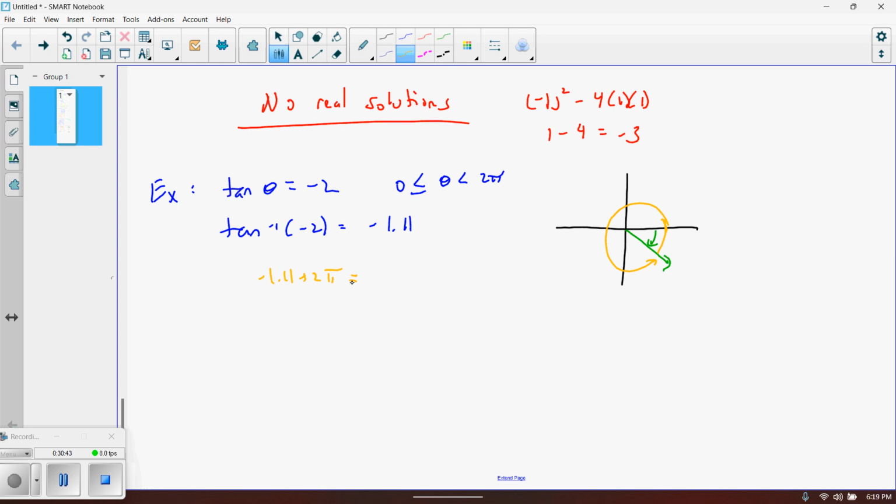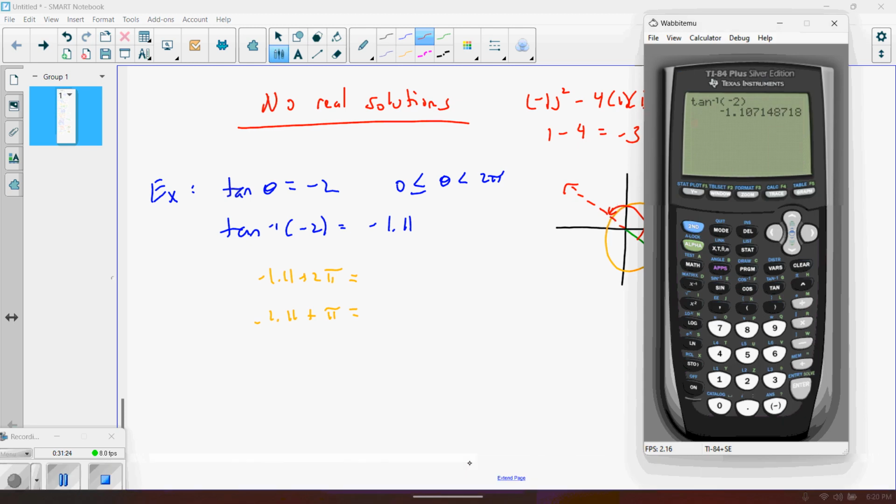But there's also another place where this is going to be true. This would also have to be true in the second quadrant, because the second quadrant is going to be the same value, since the tangent cycle is pi. So I'm also going to take negative 1.11 and add pi to it. So basically that's going to be something over here. So we add pi, it's going to go to here. If you add 2 pi, it goes all the way around. And these will give us the two places where tangent would equal -2 on the unit circle between 0 and 2 pi. So let's take a look.